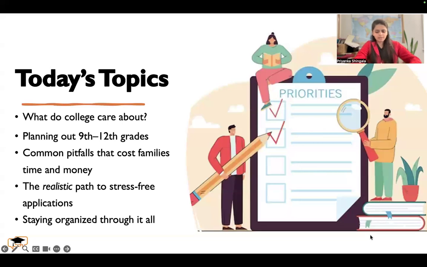What do we want to cover today? First up, what do colleges care about? Then planning out the 9th through 12th grade, including some of the vital, sensitive time periods that we need to be aware of. Then a couple of common pitfalls that cost families time and money. The realistic path to a stress-free applications process.